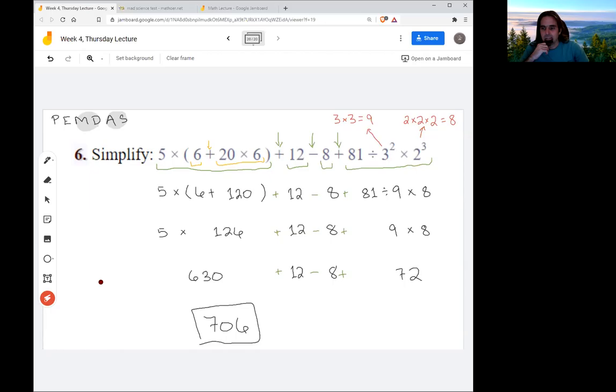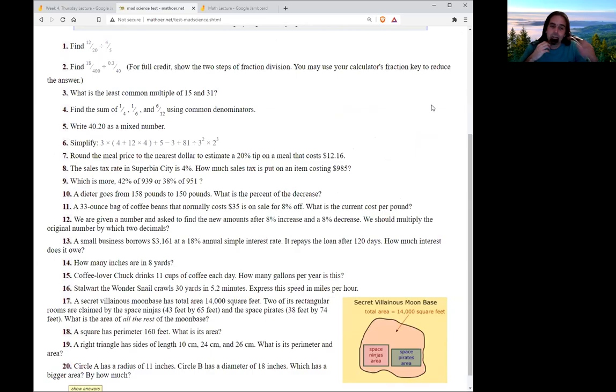Questions while that's on the board. Okay, questions about something else from the random test?